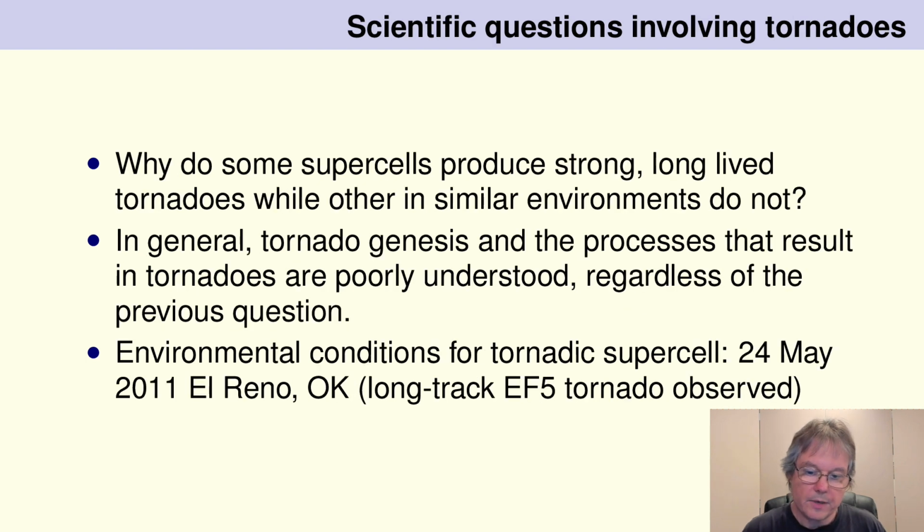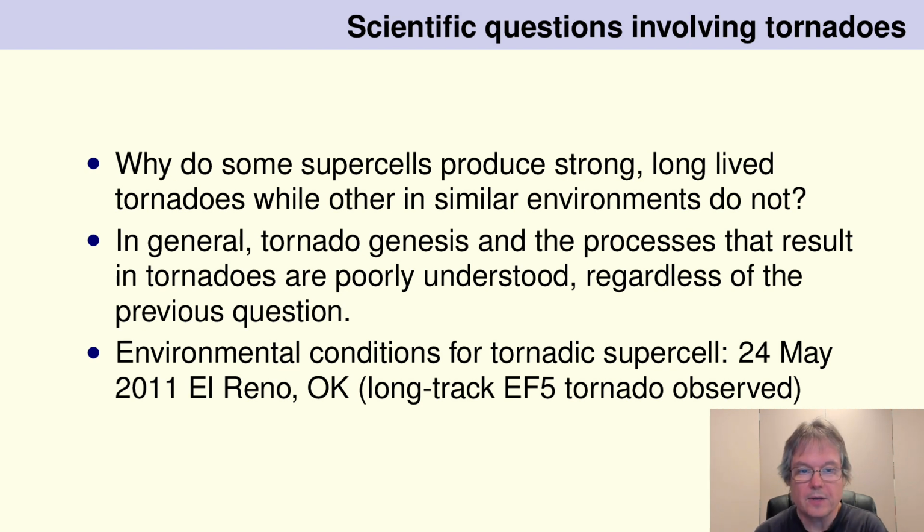So, big question: why do some supercells produce strong, long-lived tornadoes while others in very similar environments may produce a weak tornado or no tornado? And it all links back to genesis of tornadoes. We're still trying to figure out what really goes on during tornado genesis. There are a lot of conceptual models out there, and it's chaotic. It's kind of random. It's difficult to forecast, but we really need to get to the meat of what's going on. And one way to do that is through numerical work.